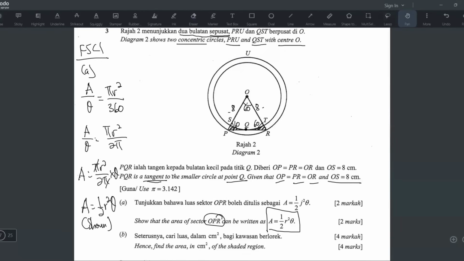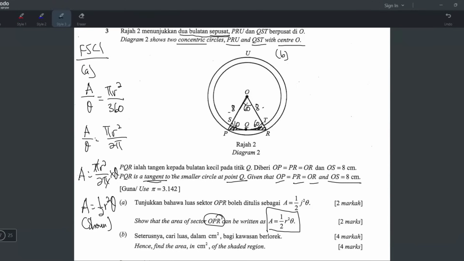Hence, find the area of the shaded region. Okay, this I think I have to use the information here already. The shaded region is this small region here and this small region here, right? Can I do it like that? Can I take the area of triangle minus area of sector? Is it possible? The answer is no.